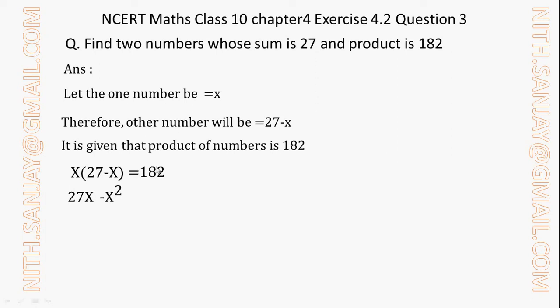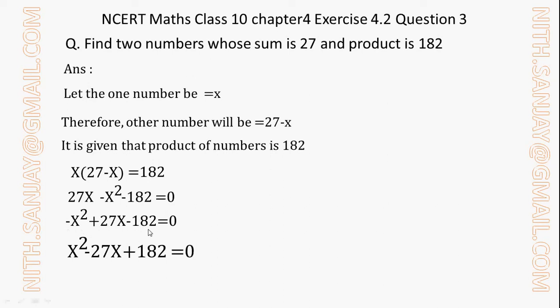I will bring this 182 to this side of the equation, so it will become minus 182 equal to 0. Now I will rearrange this. I will bring x square to the front, so it is minus x square plus 27x minus 182 is equal to 0. Now I will multiply both sides of this equation by minus 1, so that the negative sign with the x square is not there. So my equation will become x square minus 27x plus 182 is equal to 0. All signs are inverted because I have multiplied both sides of this equation by minus 1, right?